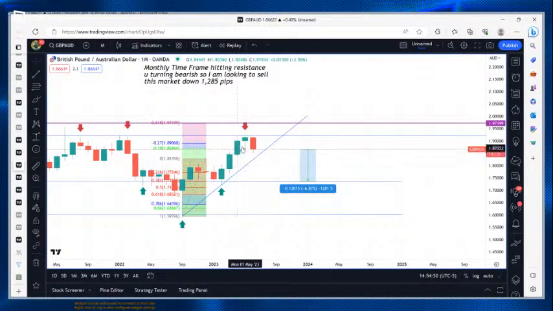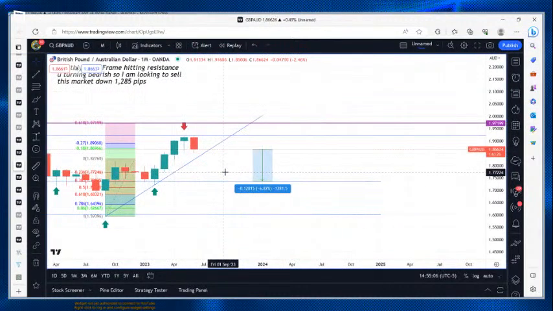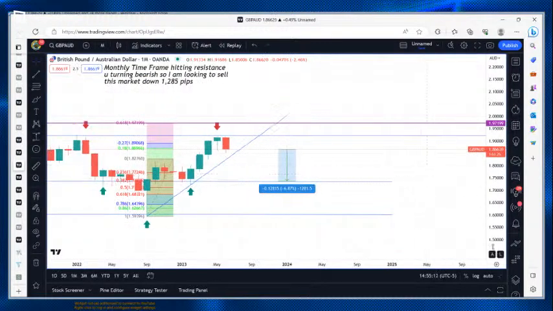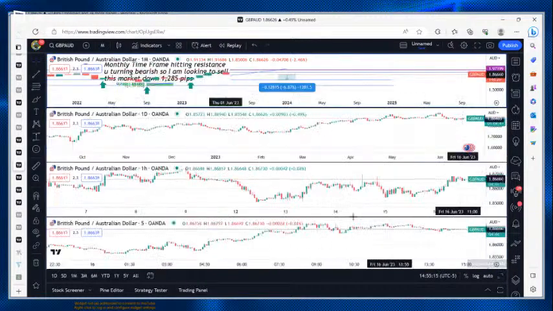We're thinking that the buying is over. We have been going up for the last 4 months, and this market has traveled up almost 2,000 pips, going to the north from support all the way up to resistance. So we're just looking to trade this market back down to support. At current price point, that is 1,281 pips of opportunity. So we take this information and we go down to the daily time frame.